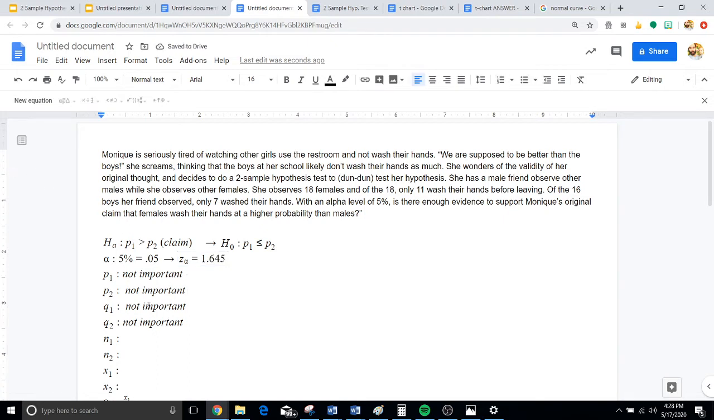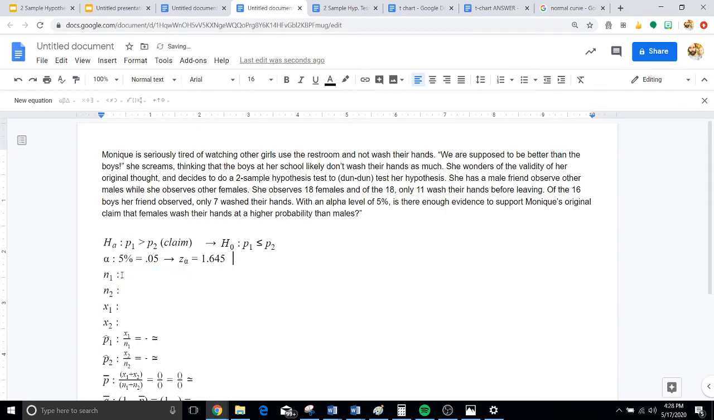All right, now earlier we said that these are not important to solve anything, so tell you what, let's make a little bit of extra space and just get rid of them. n1, this is going to be how many females were observed, and if we look, she observes 18 females. 18. Her male friend who observed the males said that he saw 16 total. This is the number of successes for females. Well, only 11 wash their hands, whereas for males, only 7 wash their hands.